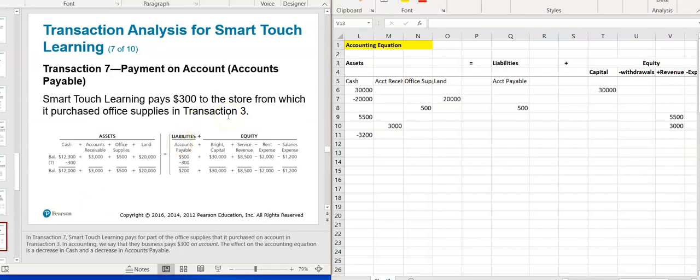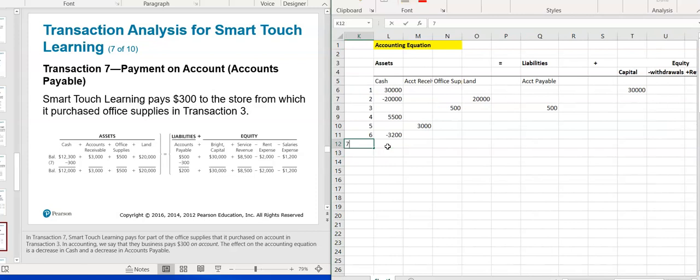All right. Transaction number 7. Smart Touch pays $300 to the store from which it bought the office supplies. So it's paying $300 to this accounts payable balance that they have. So this is my transaction 7. Cash is an asset. It's going out the door. So I'm going to minus cash for 300. And then it's going to be minus 300 from the accounts payable, which is on the liability and equity side. So minus 300 equals minus 300, and it's fine.